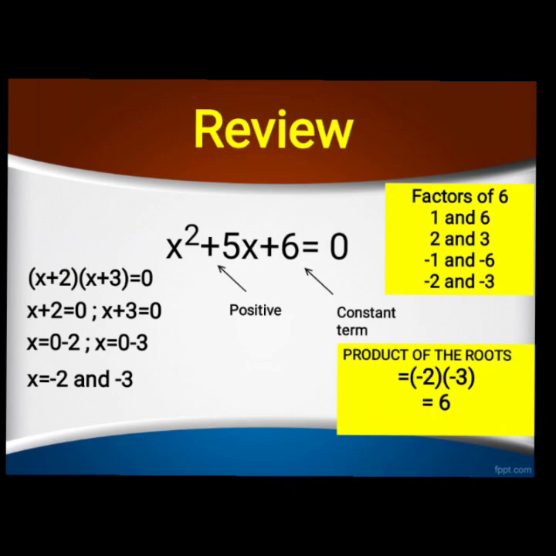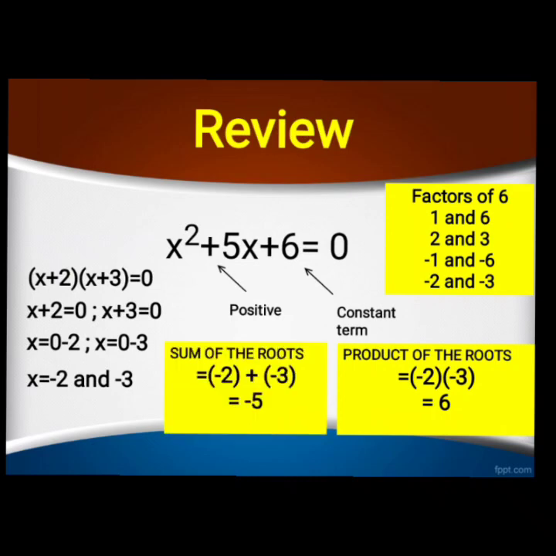So, with the topic product of the roots and sum of the roots, we are just going to add and multiply the roots. So for the sum of the roots, we have negative 2 plus negative 3, which is equal to negative 5. And for the product of the roots, we have negative 2 times negative 3 is equal to positive 6.